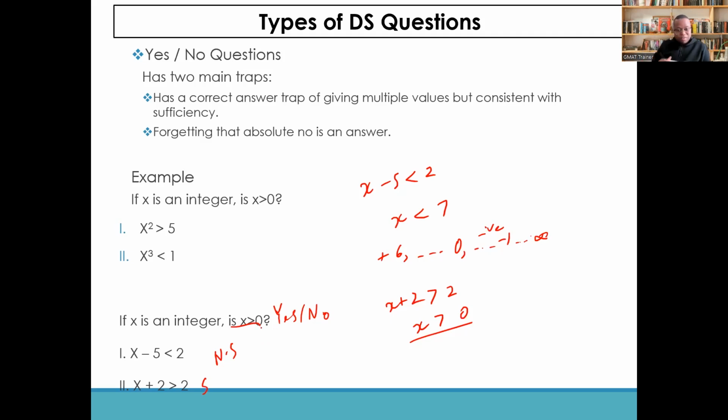I see. And therefore, the answer becomes what? B as well. The second statement is sufficient, but the first statement is not sufficient. Is it clear now? Any questions on this?